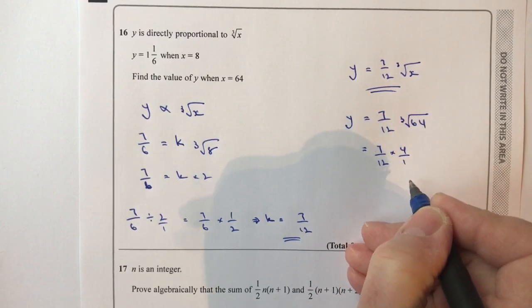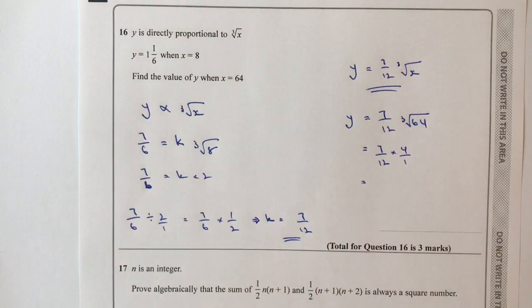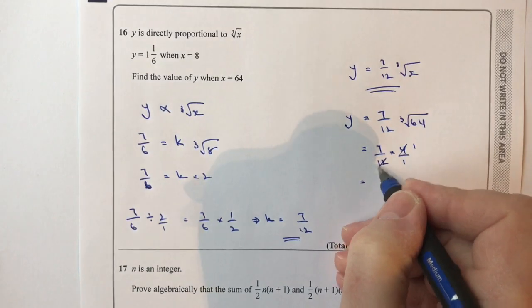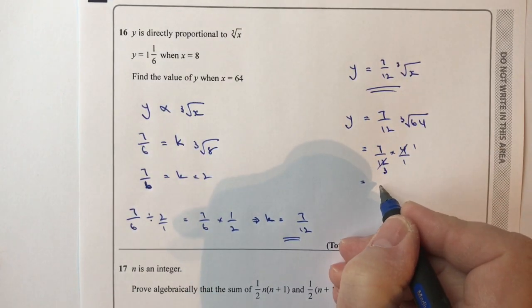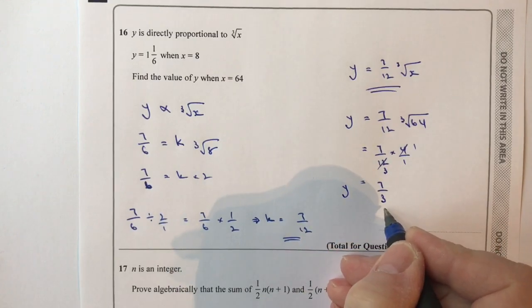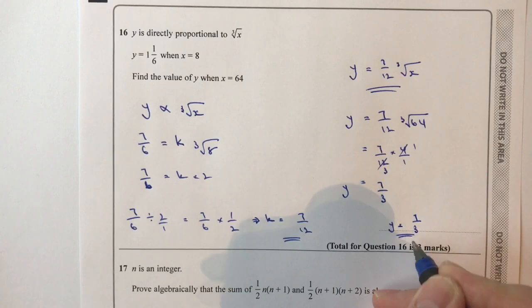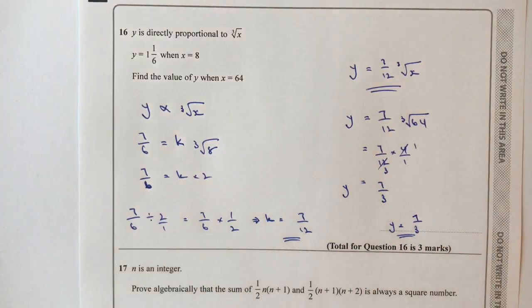Okay, I'm going to write that as 4 over 1 just as easier. And again, I'm going to reduce the fraction a little bit by saying, well, that 4 can be divided into that 12 3 times. So the actual answer is 7 over 3. So y equals 7 over 3. Okay, and that would be the answer to this particular question.